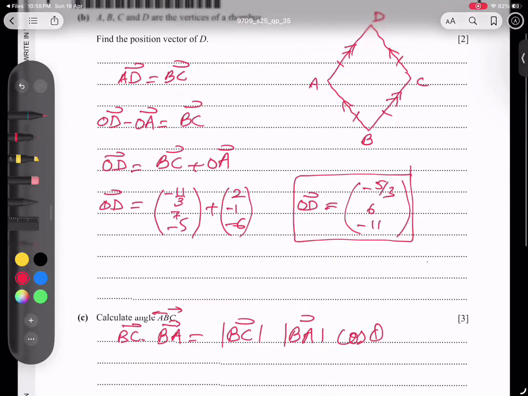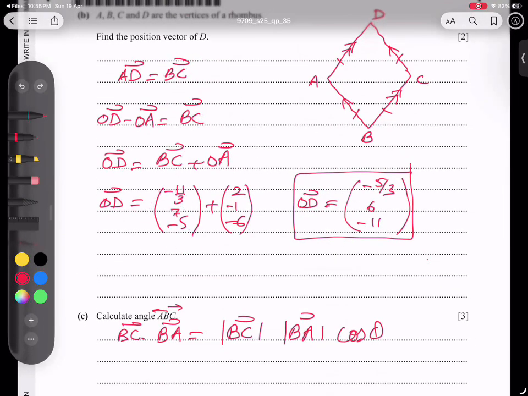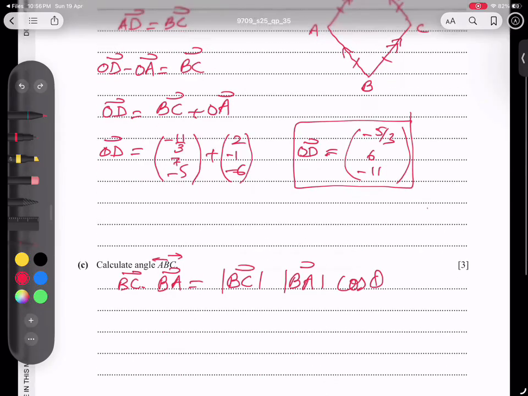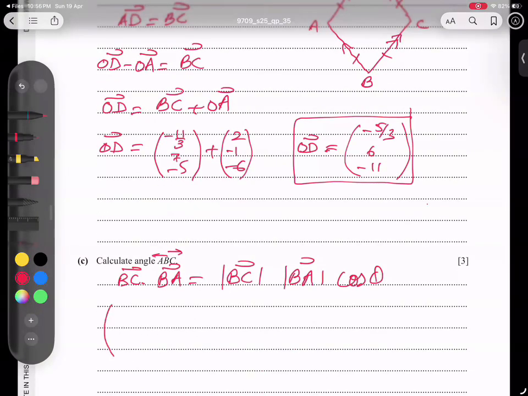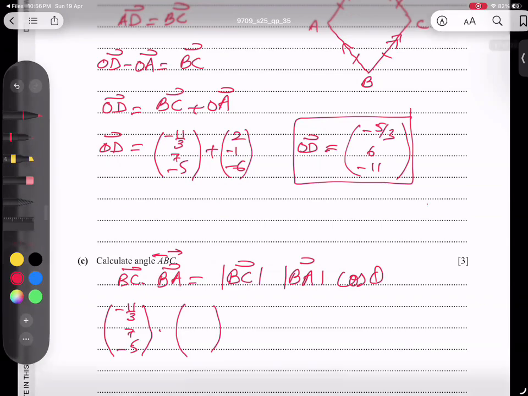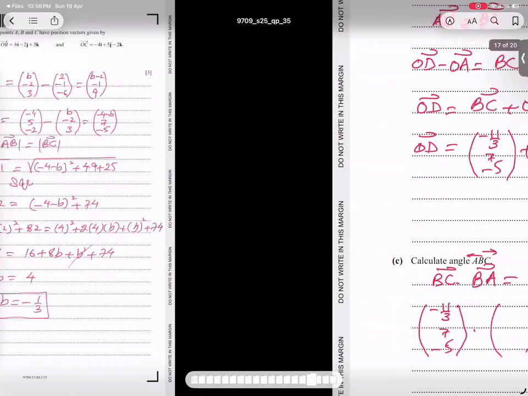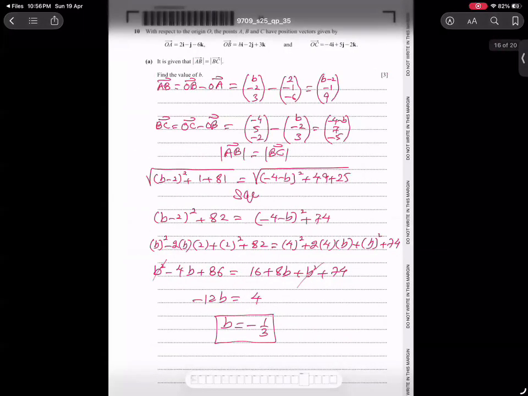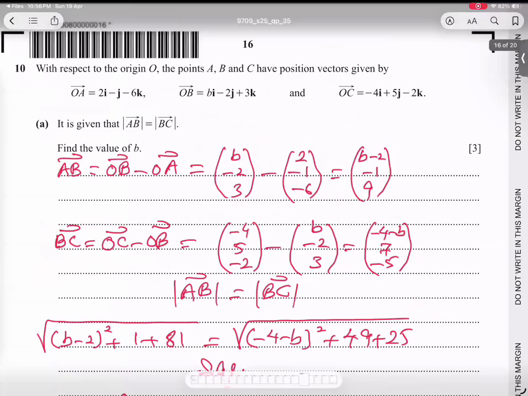So BC, luckily, we have already. I have this value available, so I will take it as it is. BC value I'm copying: negative 11 over 3, 7, and negative 5. Now I'm looking for the BA value. Let me check. I think we have the BA value also. We have AB or BA, same thing, no problem at all.